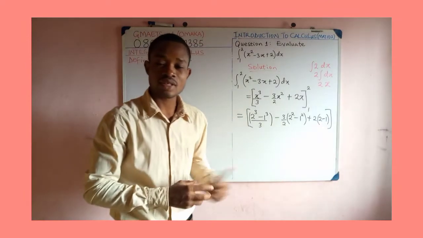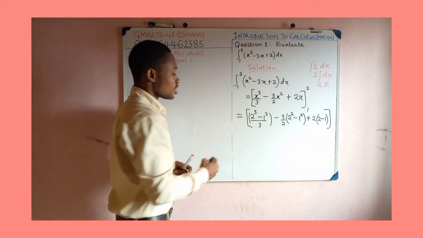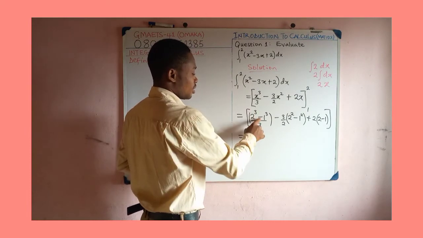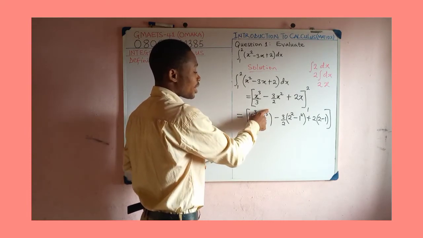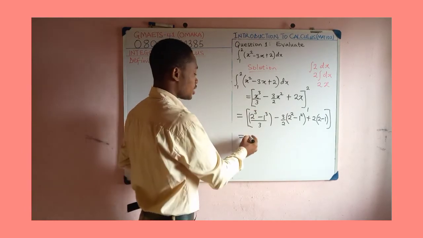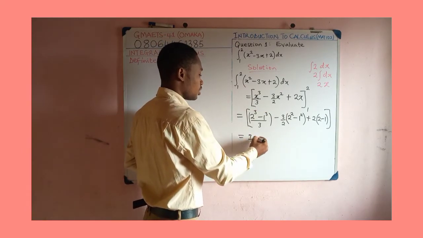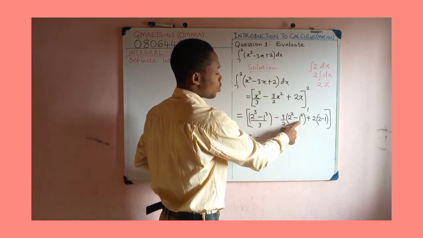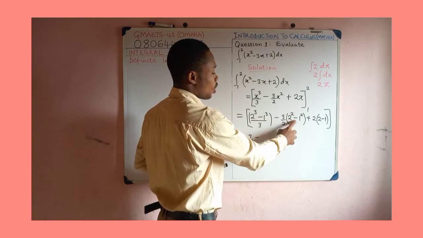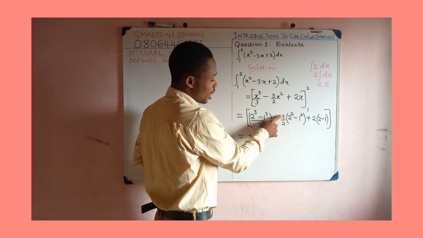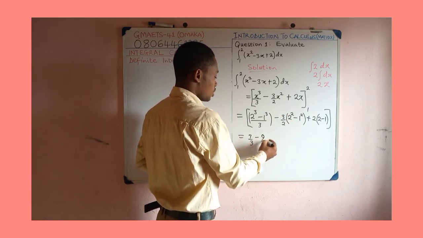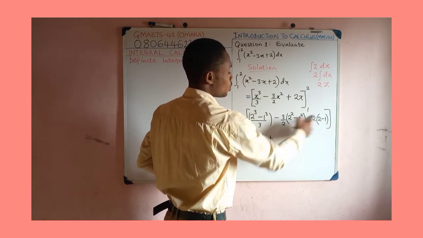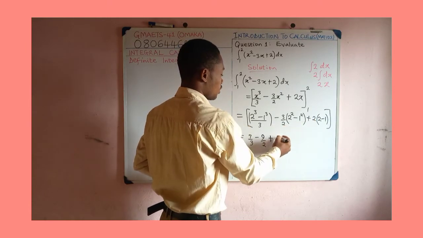So what is left is just normal simplification, alright? So let us simplify and see. 2 raised to the power 3 will give us 8. 8 minus 1 raised to the power 3, which is 1. 8 minus 1 is 7. So this is 7 over 3 minus, if we come over here, 2 raised to the power 2 is 4. 1 raised to the power 2 is 1. 4 minus 1 is 3. 3 times this 3 will give us 9. So 9 over 2. Then plus 2 minus 1 will give us 1. 1 times 2 will give us 2.